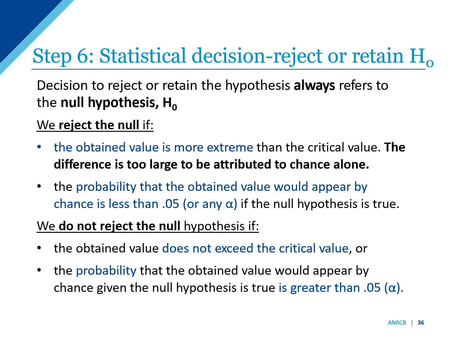The final step is to make a decision about whether to reject or retain the null hypothesis based on the evidence. We reject the null if the obtained value is more extreme than the critical value, because this tells us that the difference between the values we're comparing is too large to be attributed to chance alone. We can also decide to reject the null if the probability that the obtained value would appear by chance is less than 5%, 0.05, given a true null hypothesis. We don't reject the null if the obtained value doesn't exceed the critical value, or if the probability that the value would appear by chance if the null hypothesis is true is greater than alpha.